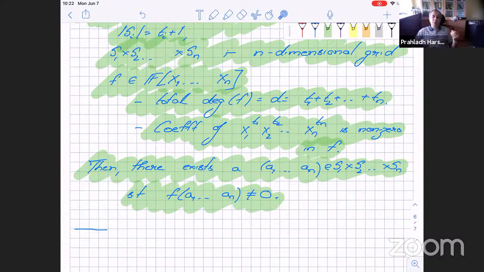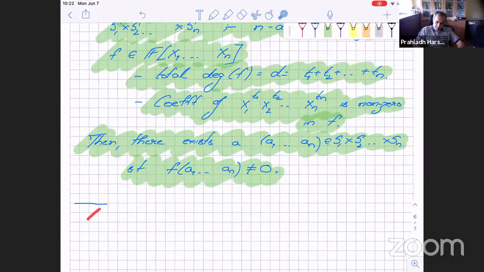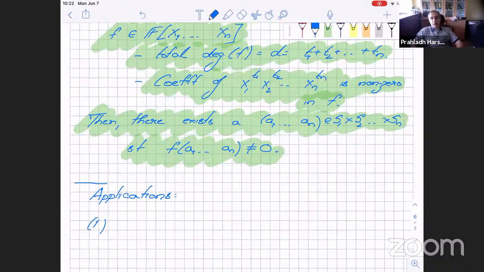So there is actually a souped up version of the Schwarz-Zippel lemma which implies this also, but we will keep them as two separate things. So let's see two applications first, and then go on to the proof of this statement. The first application will be an application from math. It's called the Cauchy-Davenport theorem.